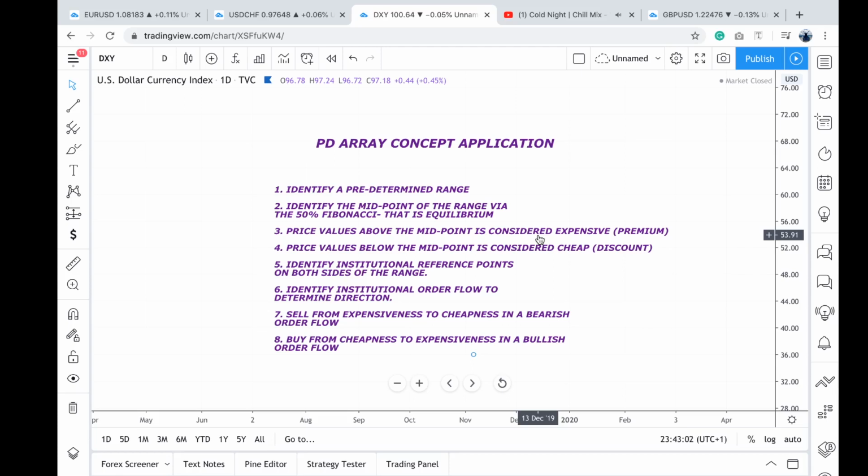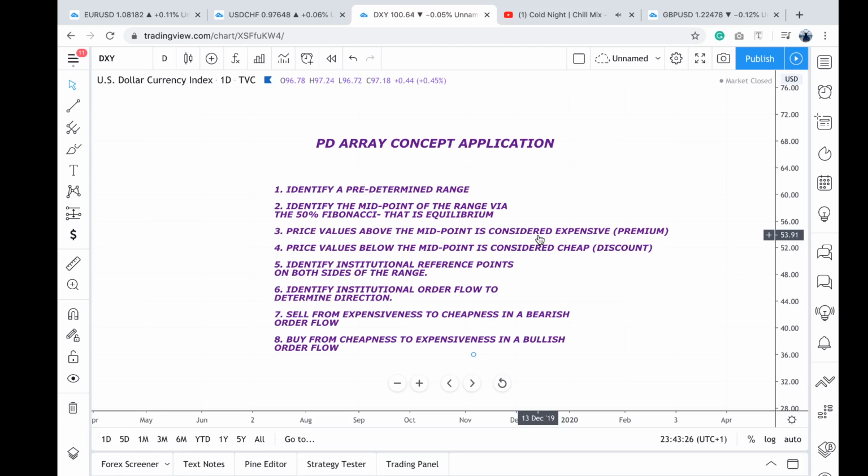So you identify the bearish institutional reference point on the premium side of the range. You also identify the bullish institutional reference point on the discounted side of the range. Then number 6, you identify institutional order flow to determine direction. So you identify what trend the market is in. Is the market in a bullish trend or is the market in a bearish trend? That is what you want to identify, and then you want to trade in line with institutional order flow.